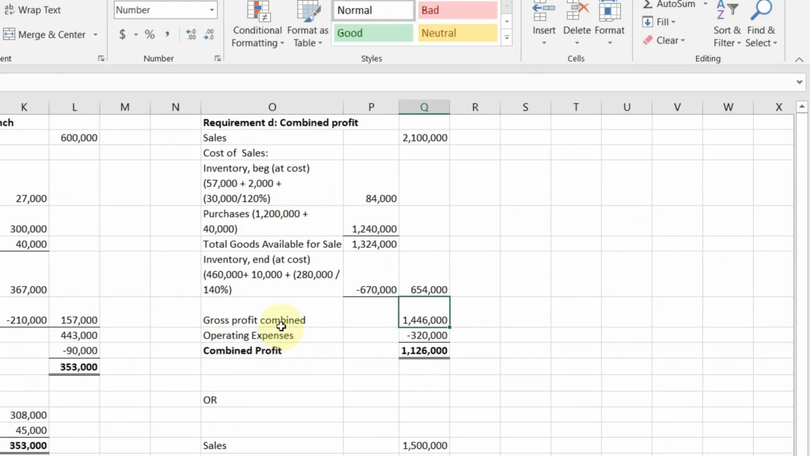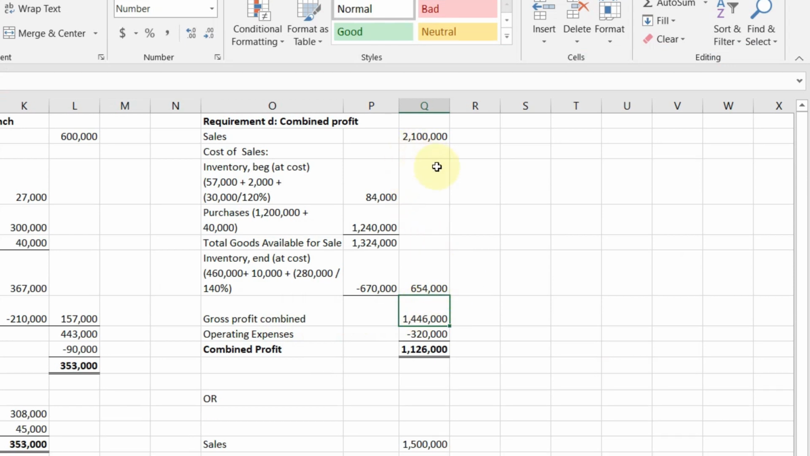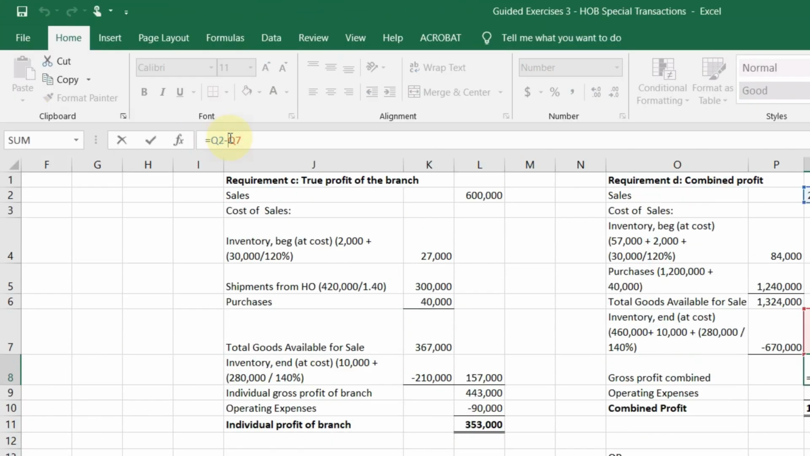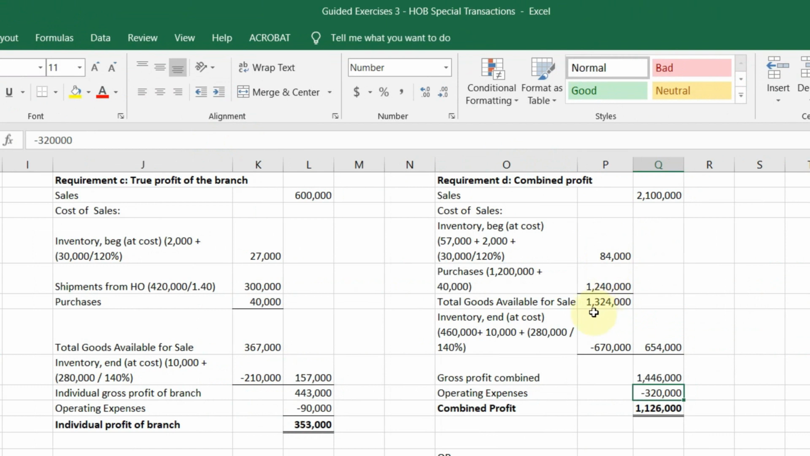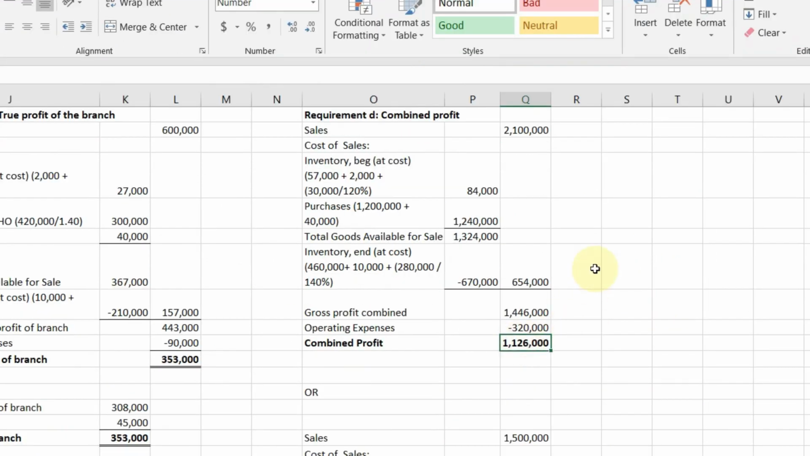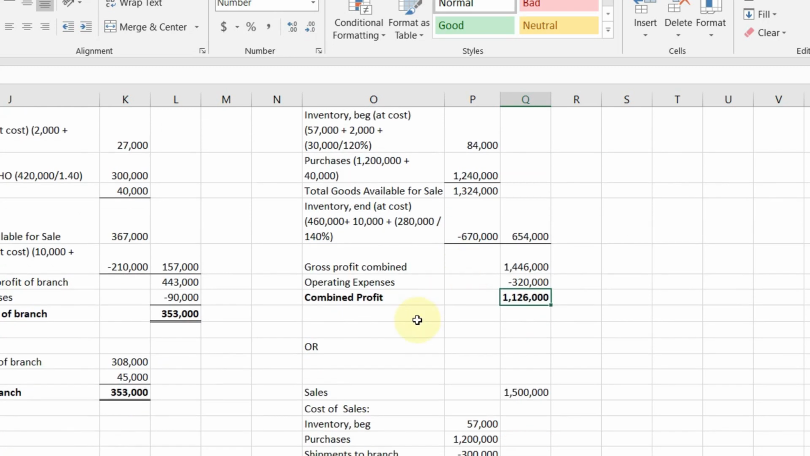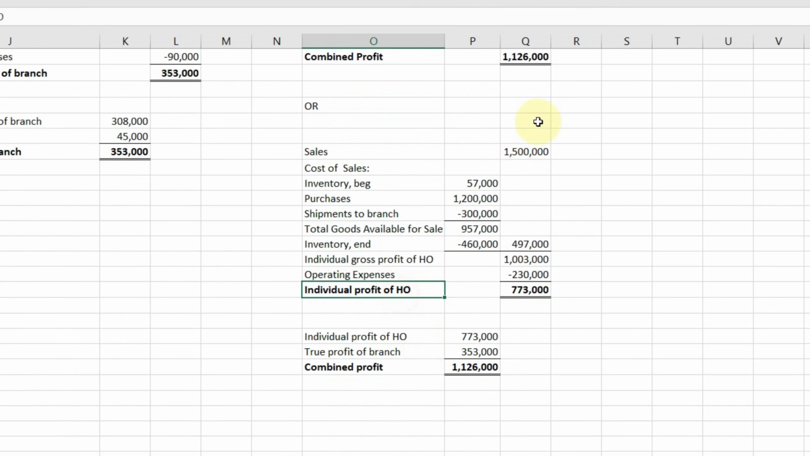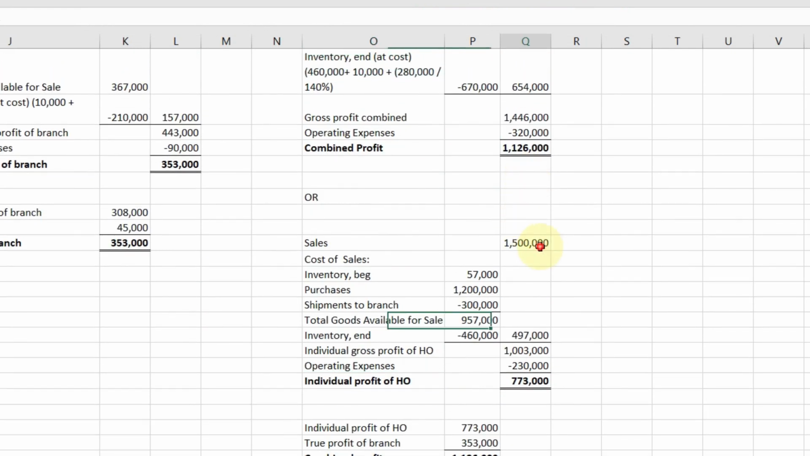Gross profit combined, sales minus COGS, you'll have 1,446 minus operating expenses of 320, you'll get 1,126,000 as combined profit. Okay? Or, pwede naman, kunin mo yung individual profit of HO. Paano ginagawa? Sales, then COGS, inventory beginning niya, ni HO, purchases ni HO, deduct, shipments to branch, deduct ha, deduct.